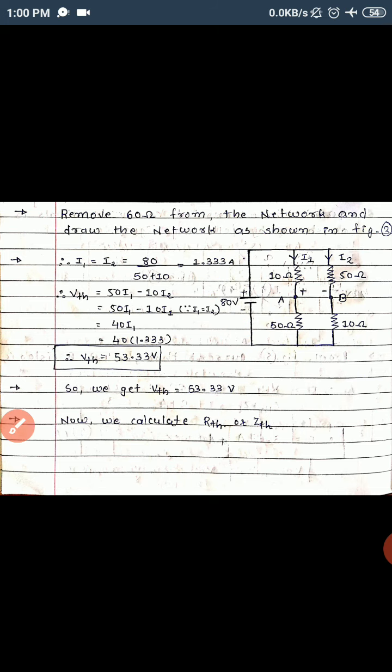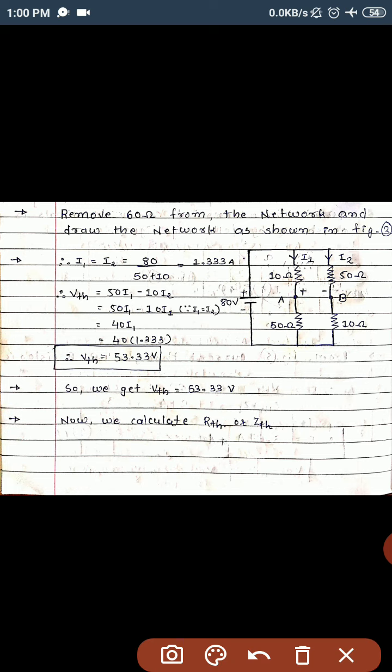So it is easy to build up, and we find the value of I1 and I2 from the figure. I1 equals I2 equals the voltage source V, 80, divided by the resistance, that is 50 plus 10. So the value is 80 divided by 60, which is 1.333 ampere. The value of I1 and I2 both are the same, 1.333 ampere.